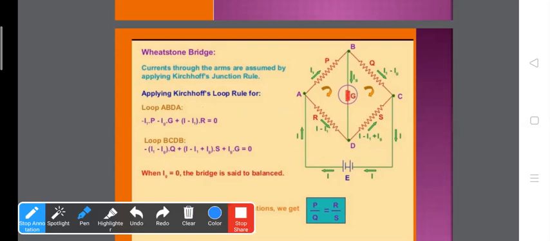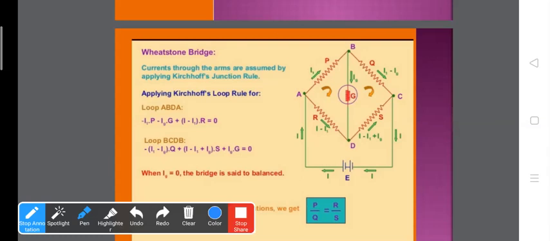So when will the Wheatstone bridge be most sensitive? We can say if the resistances of all arms are equal, the Wheatstone bridge is most sensitive, right? Now we have studied the condition of a balanced Wheatstone bridge, which is P upon Q equal to R upon S. Now what is an unbalanced bridge? If the bridge is not balanced, that means current is flowing through arm BD.